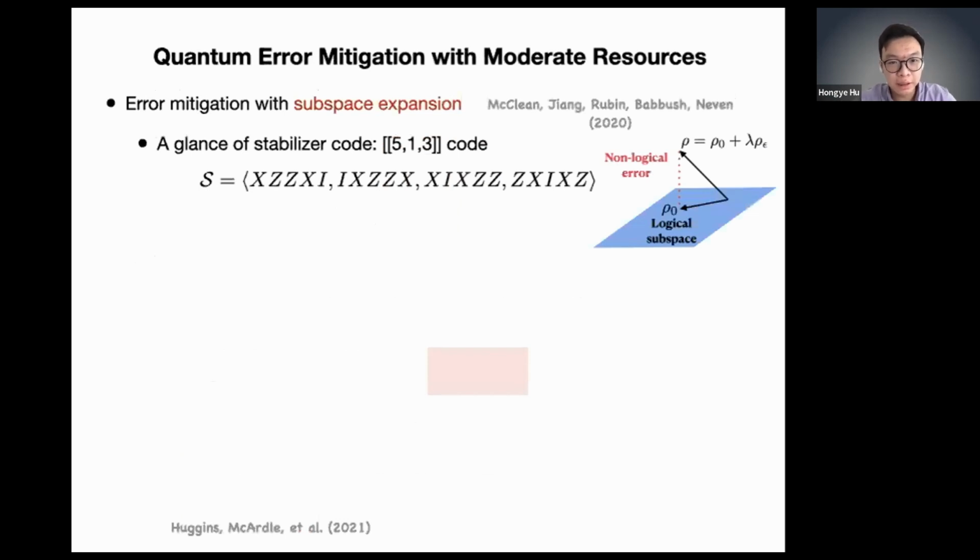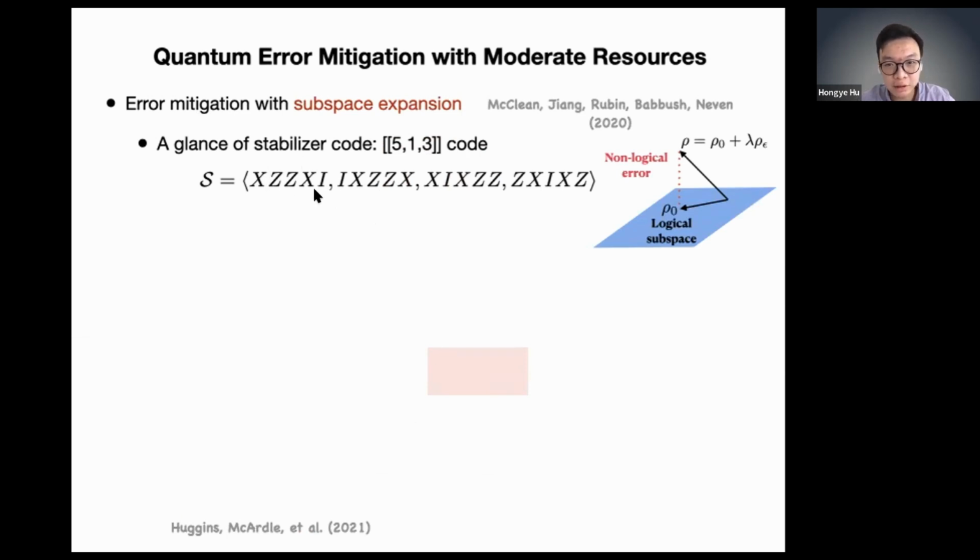So first, let's take a look at the error mitigation with a subspace expansion. It can be viewed as a quantum error mitigation method with a quantum error correction code, but doesn't use any active quantum error correction. In order to protect the valuable logical information, people distribute this logical information to many physical qubits.